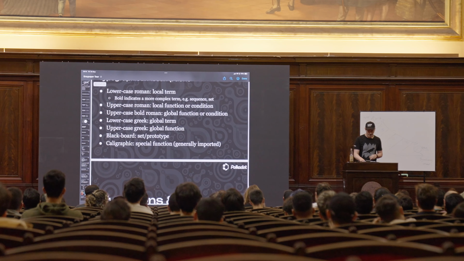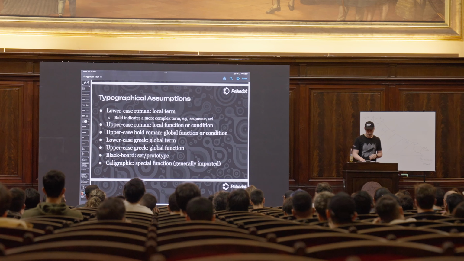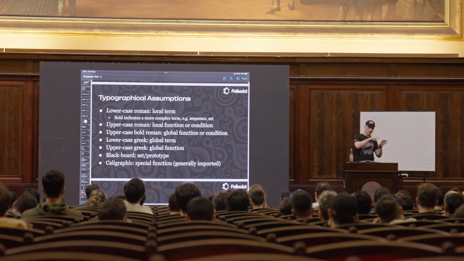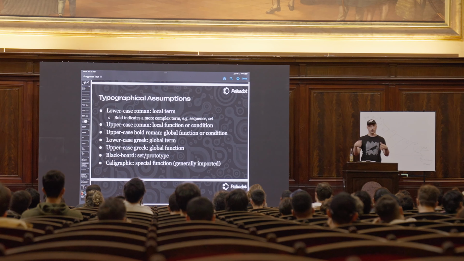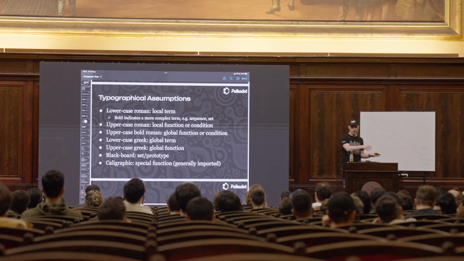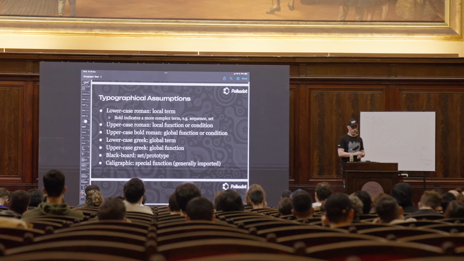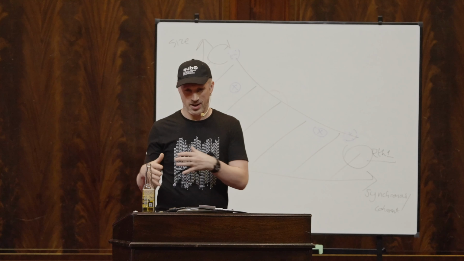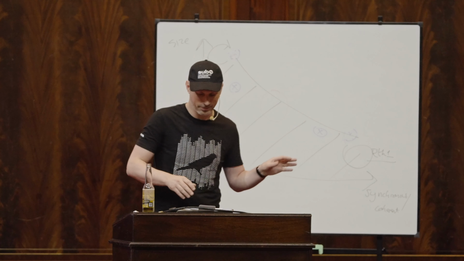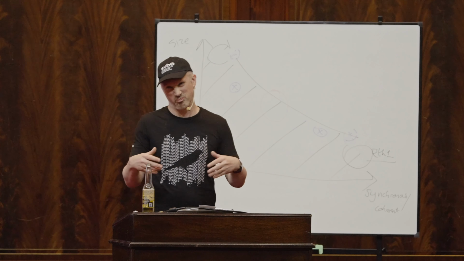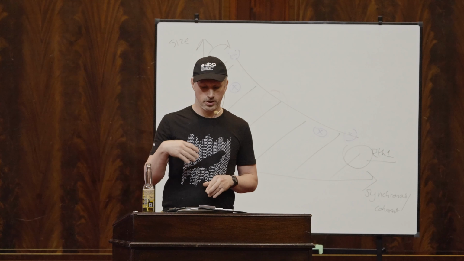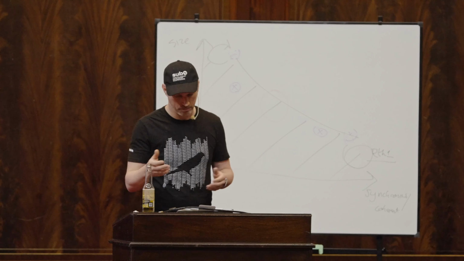And finally, calligraphic letters are special functions, usually functions that are useful outside of JAM, outside of this protocol spec, but not necessarily functions that have already been defined before JAM. Sometimes they're just specializations of well-known functions, for example, Merkle roots.